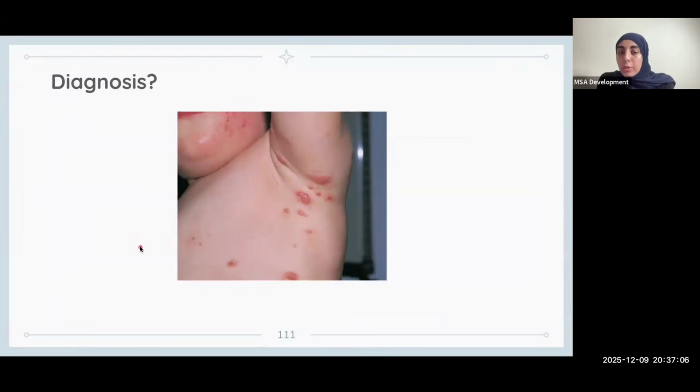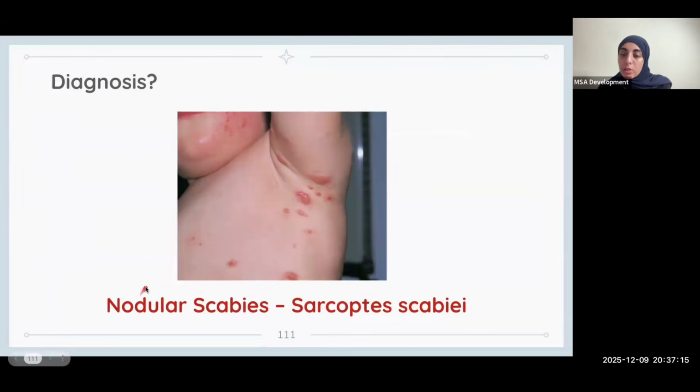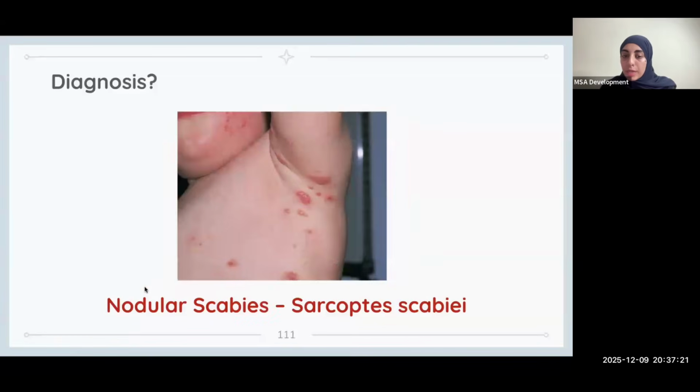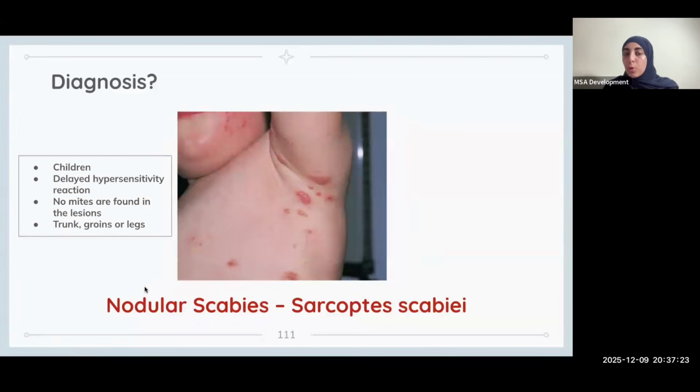So what is this picture? What's the diagnosis? This is nodular scabies. So it is a form of scabies. The first one here, this is classic scabies. This one is nodular scabies. It's more seen in children. And these lesions here actually are a hypersensitivity reaction to scabies.